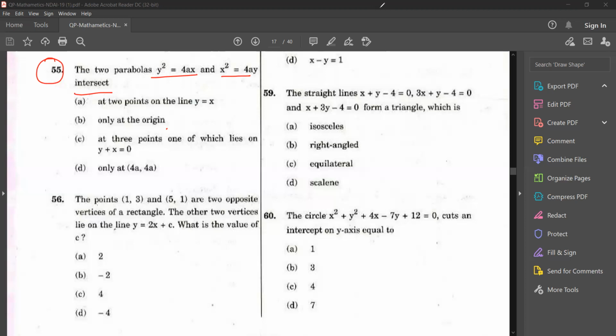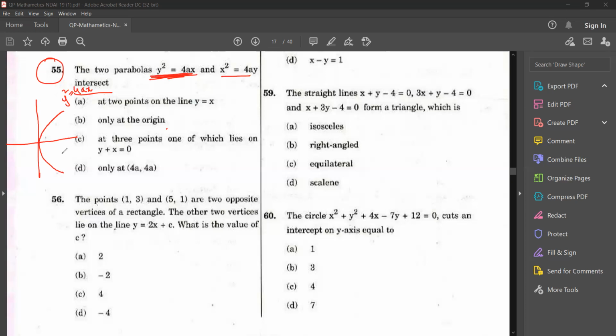Okay, so let's see the question, how to do. Listen, y square equal to 4x. What is that parabola? Y square is equal to 4x will be drawn like this, isn't it? This is the parabola y square equal to 4x. Y square equal to 4ax.